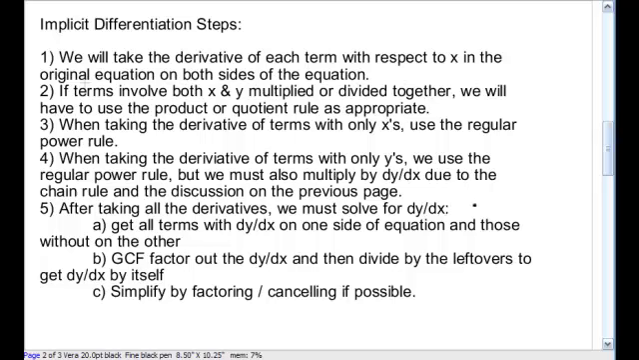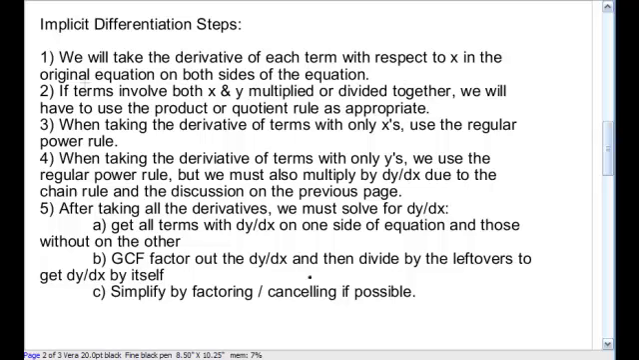We need to solve for dy dx. So all of the terms that have the dy dx, we keep those on one side of the equation, and by adding opposites we move the other terms to the other side of the equation. On the side that has the dy dx, we can GCF factor out dy dx and determine our leftovers, and then we can divide by those leftovers to get dy dx by itself.